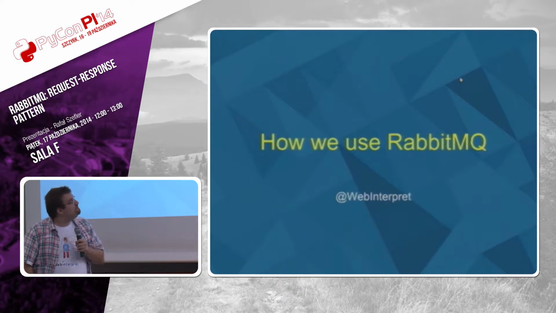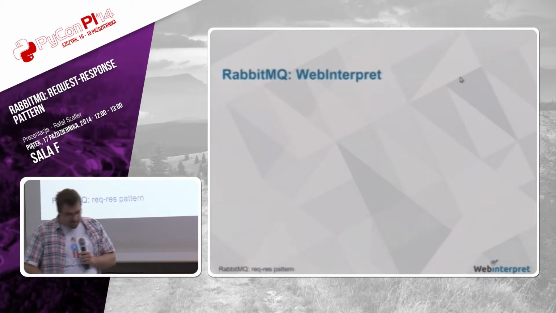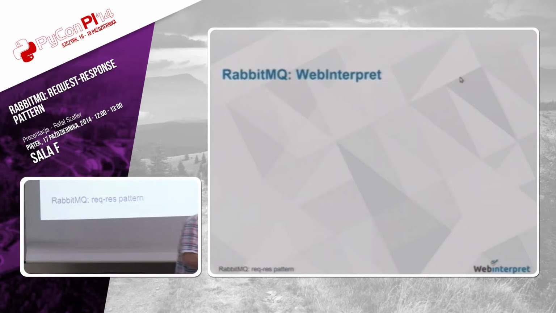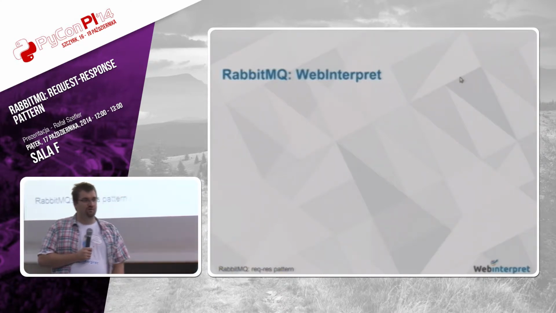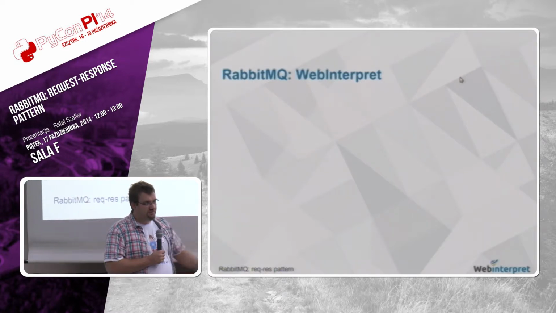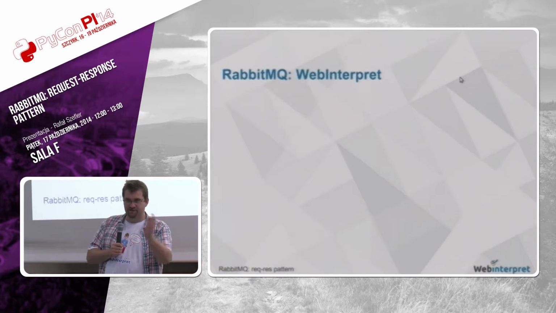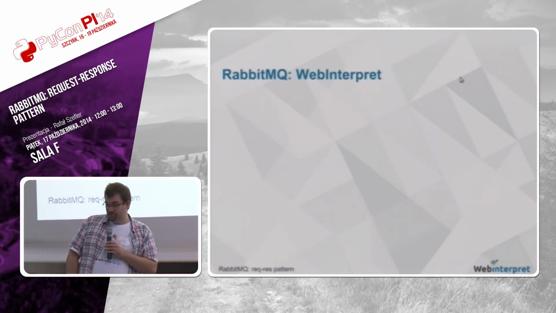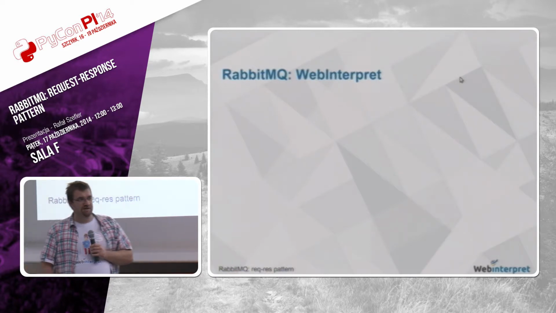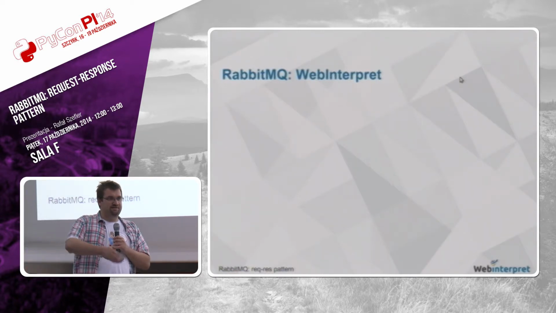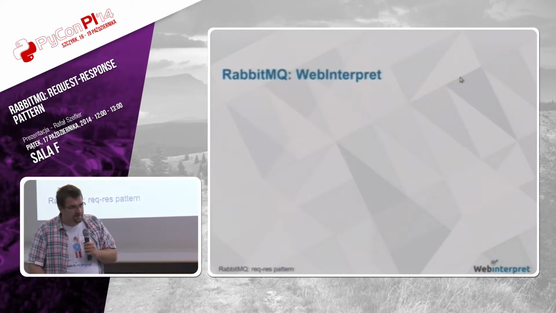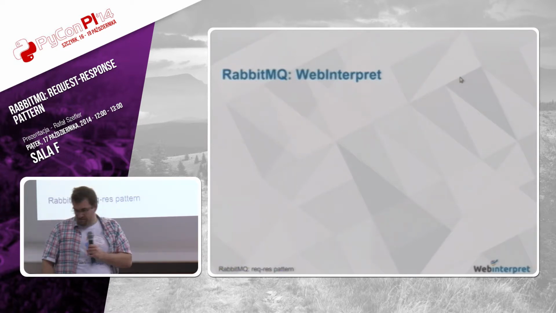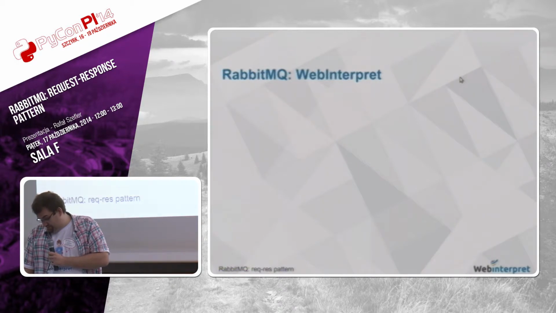How we use RabbitMQ at Web Interpret. So what do we do? First of all, we help people to sell their products. If they want to go international, they can come to us and we will list their products on different eBay sites. That's one thing that we can do for them. And in order to achieve that, obviously, they won't translate the same product for different sites. There would be no point for us. What would we do, right? So we translate for them so they can easily just list them and not worry about anything.